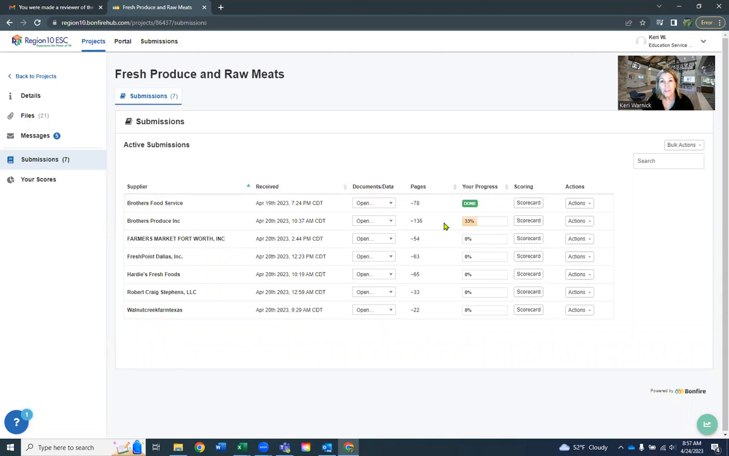Now, the reason you're seeing two companies, if you're not informed about Brothers, is that the two brothers separated and created two separate companies, but did not want to let go of the well-known Brothers brand name for a distributor. So one calls their company Brothers Food Service, the other one calls their company Brothers Produce. And they are two separate companies. So do not think that it's just a double submission by the same company.